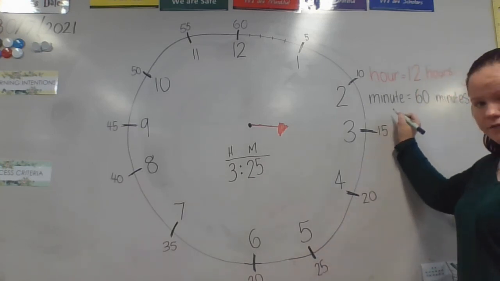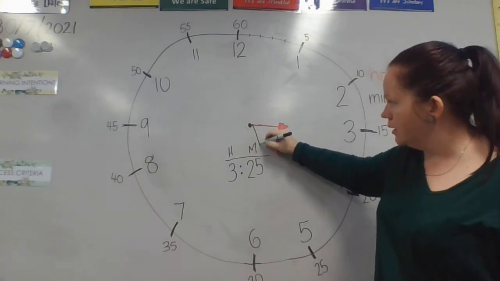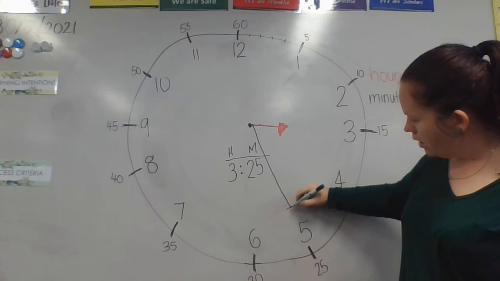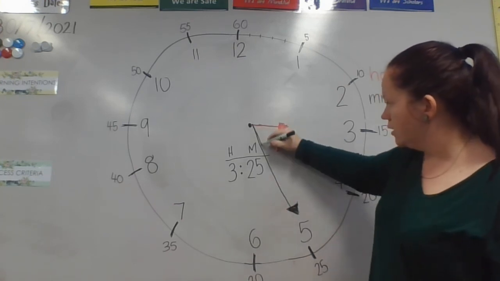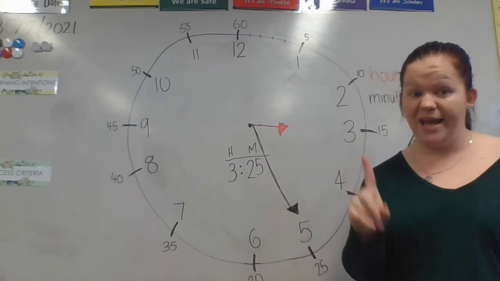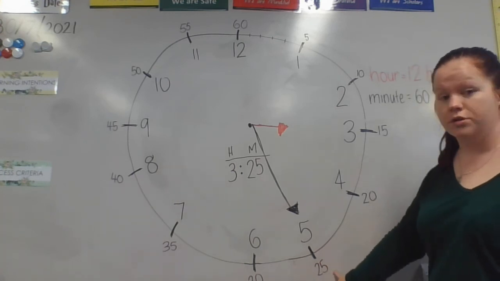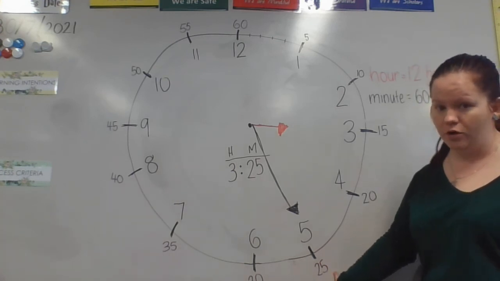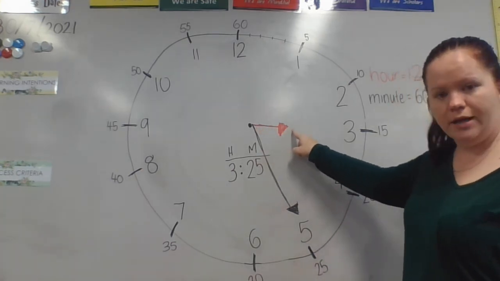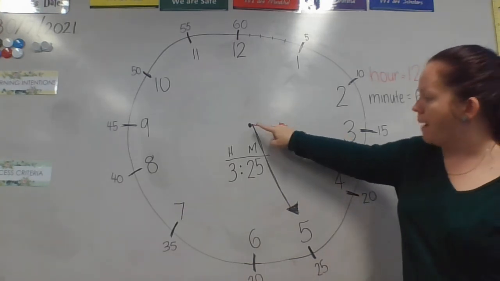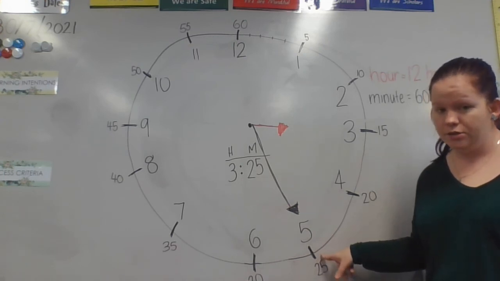Using my black texter for the minute hand, I'm going to draw a long line because minute is the longest. And I am going to draw it to the 5. Now I know it goes to the 5 because I counted in fives and I stopped at 25. And 25 is also written here if you need a little bit of extra help remembering. So now if I look at my short hand, the hour hand's on the 3. And my minute hand is on the 5 because it's 25 minutes past 3.